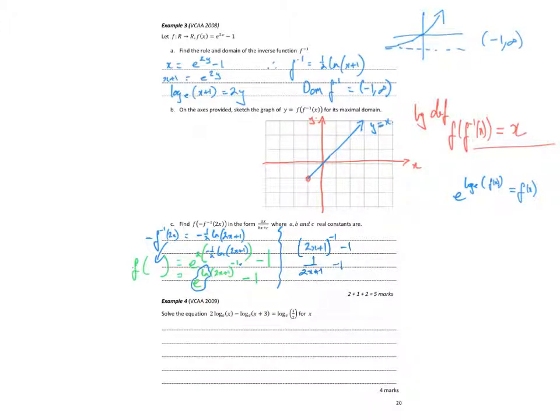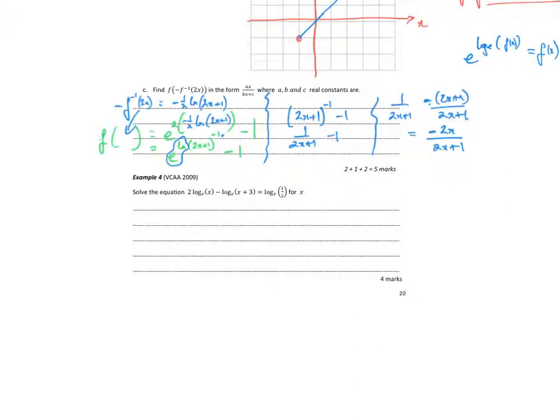So I've got to put it in that form. To add numbers together, I've got to get the common denominator. So let's write that as 1 over 2x plus 1 minus 2x plus 1 over 2x plus 1. So that will give me 1 minus 2x minus 1. So 1 minus 1 is 0. So I'm going to get negative 2x over 2x plus 1, which looks like it fits the format, doesn't it? So there we go.